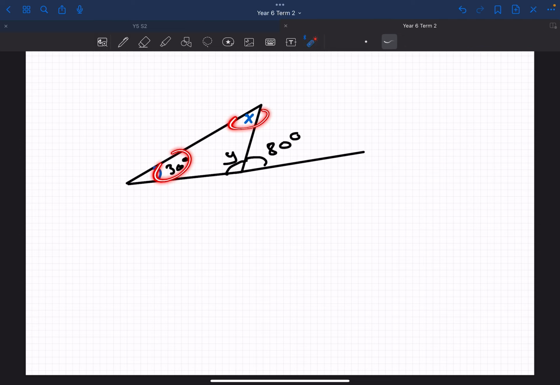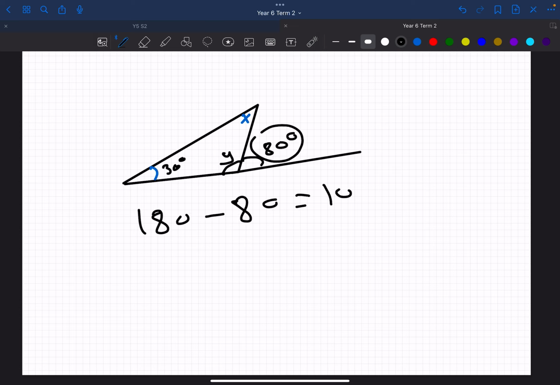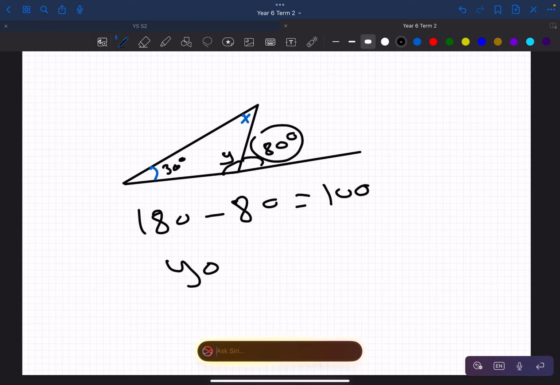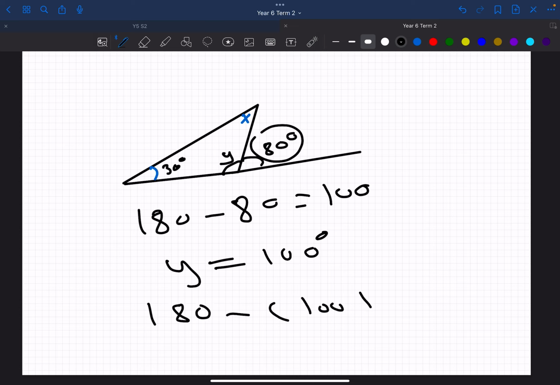I cannot know x without the y. So I need to know the y first. I know this is a straight angle, and a straight angle equals 180. So I will take 180 and subtract from it 80, which I already have, which is going to be 100. So y will equal 100 degrees. Now, since y equals 100 degrees, I'm going to do the same: 180 subtracted from the sum of all, which is 130, so 180 minus 130 is going to be 50.